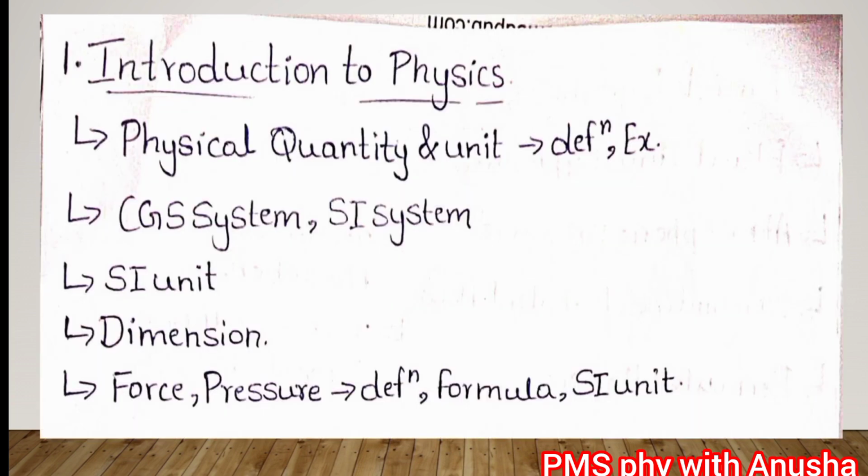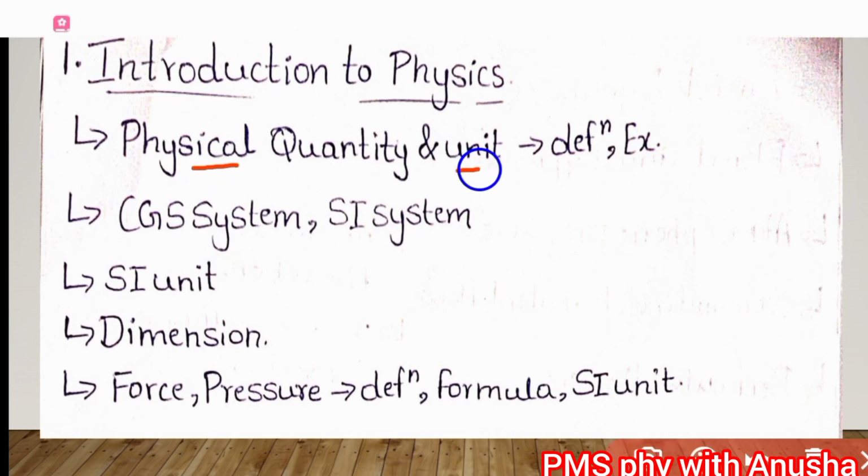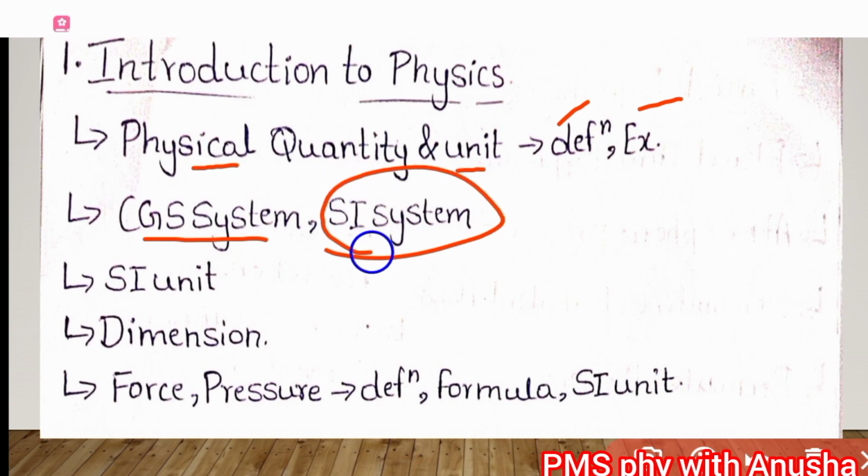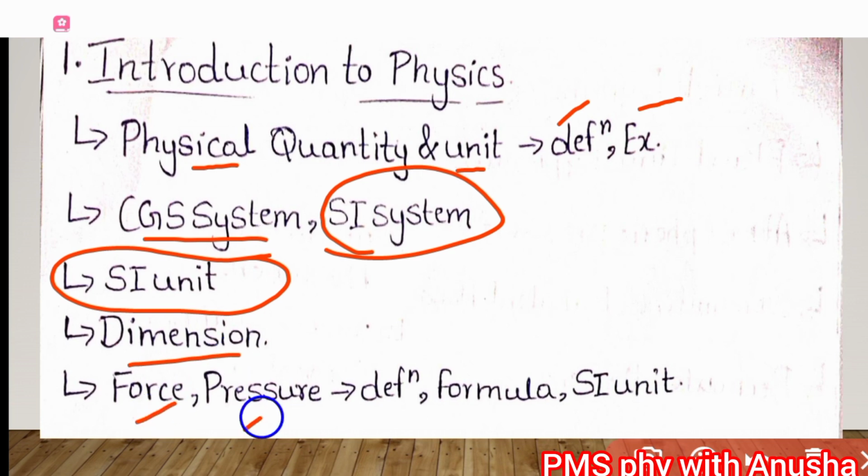In the first unit, Introduction to Physics, study physical quantity and unit, their definition and examples. Next is the CGS system definition, and also study the SI system explanation and SI units of fundamental units as well as derived units, and dimension definition and example. Study this one: force, pressure, their definition, formula and SI unit.